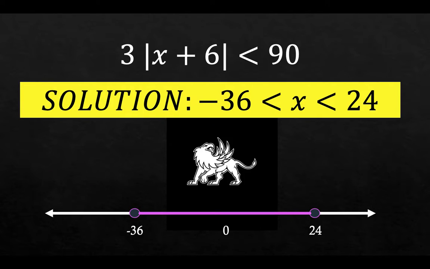All right, so here's our solution. If we graph the point negative 36 and we graph the point positive 24, then our solution is every point between positive 24 and negative 36. You see open circles at negative 36 and 24 because those are the edges of our solutions, but they are not included in our solutions.